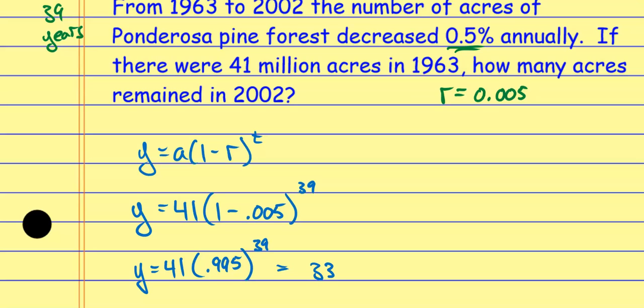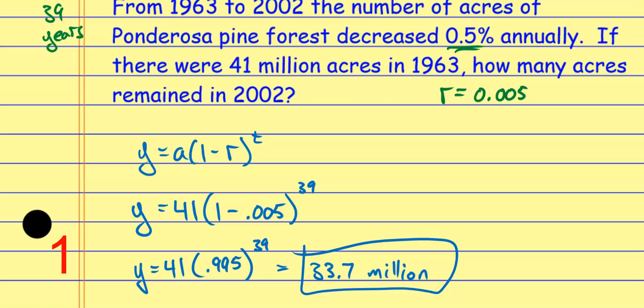And so I get 33.7, and again, that's million. Okay, so make sure you slap that designation back on there. It's not 33.7, it's 33.7 million, okay?